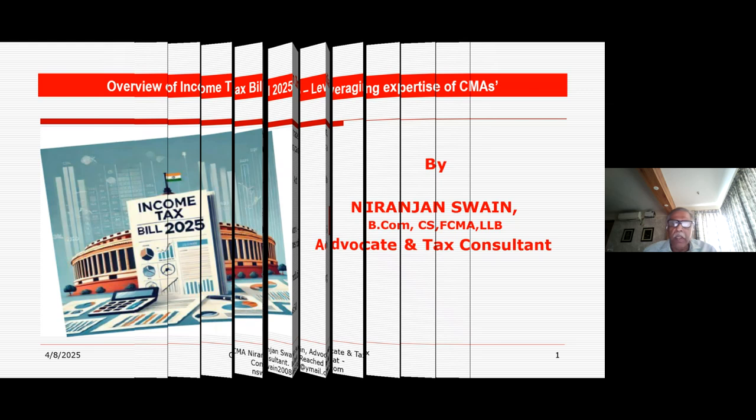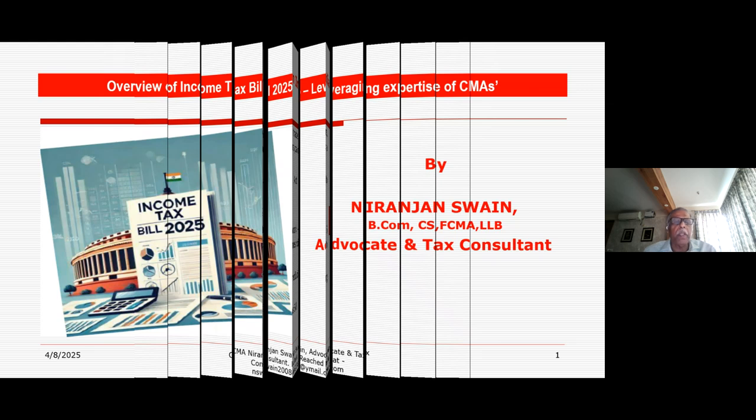The 1961 Act, which established the current framework, has 5 heads of income. Actually, as I remember, there were 6 heads of income, but subsequently it was merged into income from other sources. So there are 5 heads of income: income from salary, income from house property, profits and gains from business or profession, capital gains, and income from other sources.